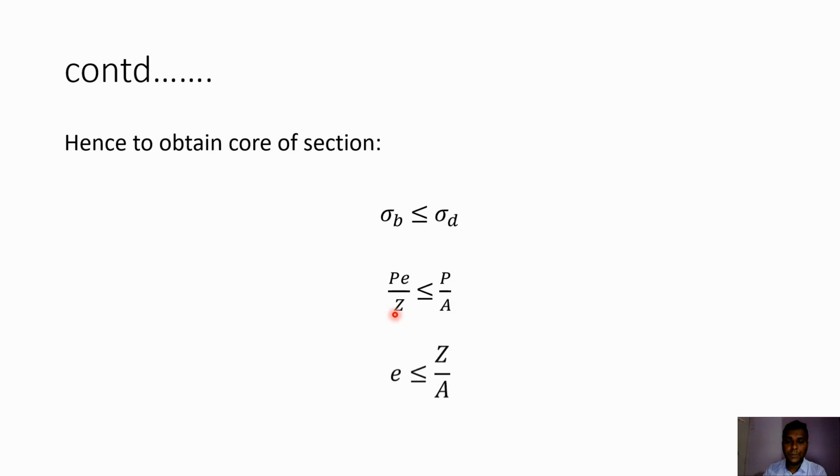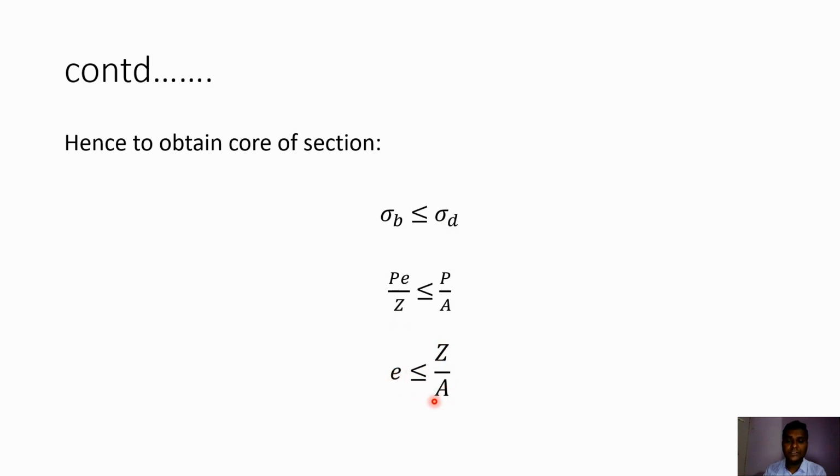Now when we simplify this, you will get e either equal to Z upon A or less than Z upon A, where Z is the section modulus for this particular cross section and A is the area of cross section of that particular column.